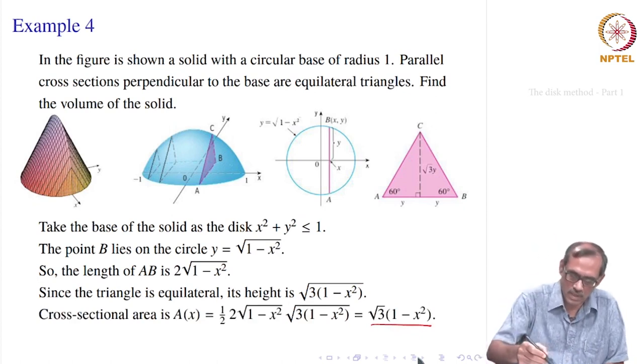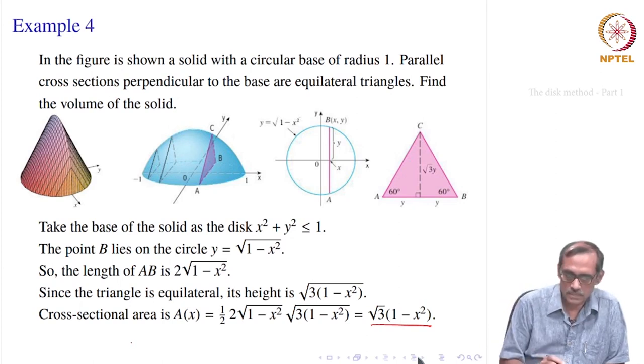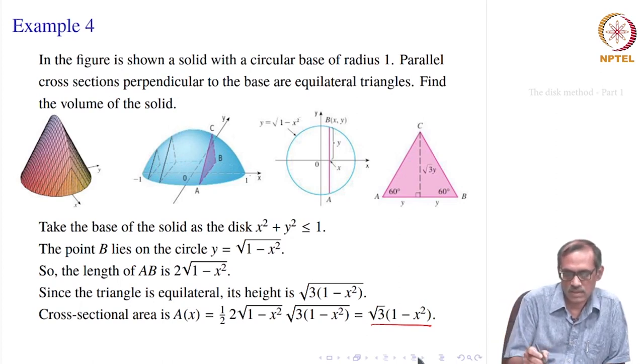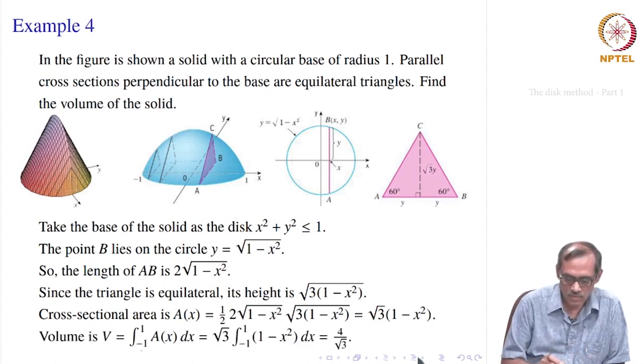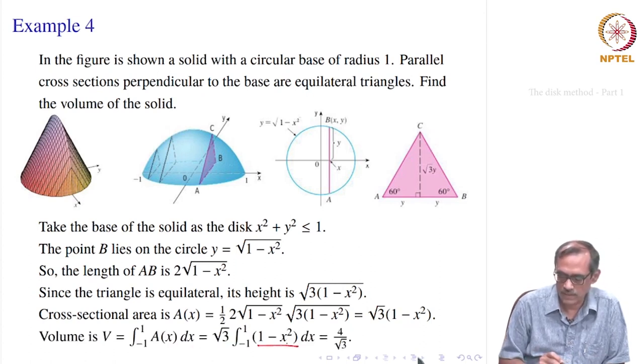So, once we have got the cross sectional area, this cross sectional area is to be integrated over minus 1 to 1 to get the volume. So, volume is the integral from minus 1 to 1 of A(x) dx, which is the integral from minus 1 to 1 of root 3 times 1 minus x square dx, root 3 comes out, which turns out to be 4 divided by root 3.